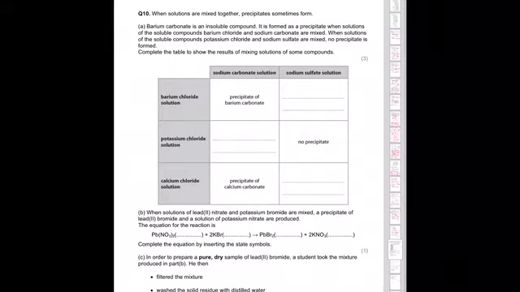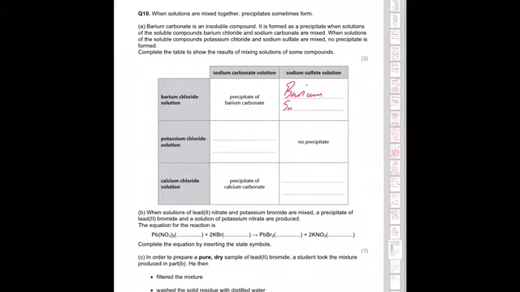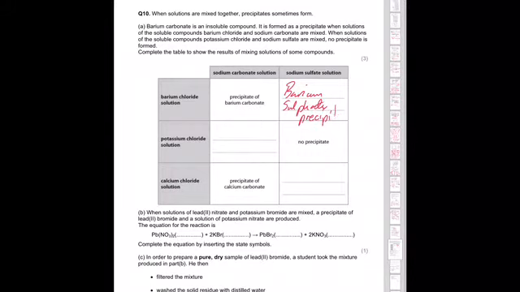So where are we now? We're adding barium chloride to sodium sulfate. Now it makes barium sulfate, and barium sulfate, you should know, is insoluble. It's one of those insoluble ions that you need to know. So that's testing your knowledge of solubility of ions. So it's a white precipitate, a white solid. That's 1 mark.